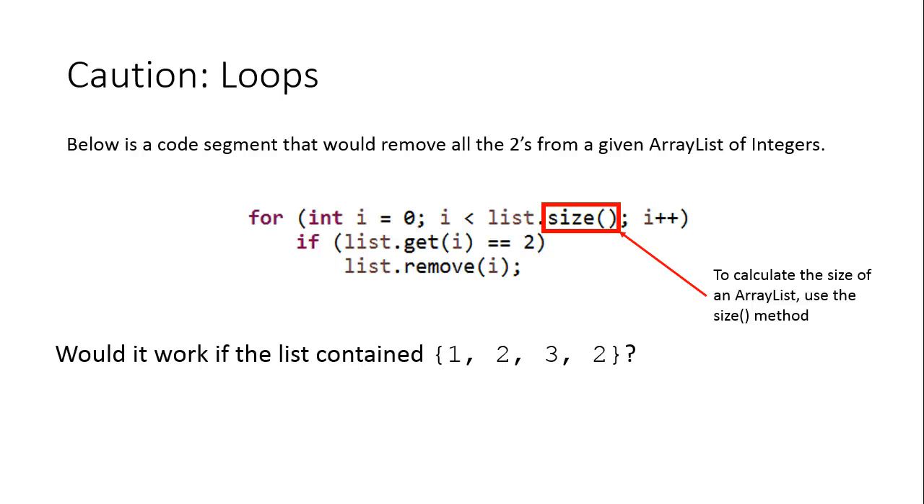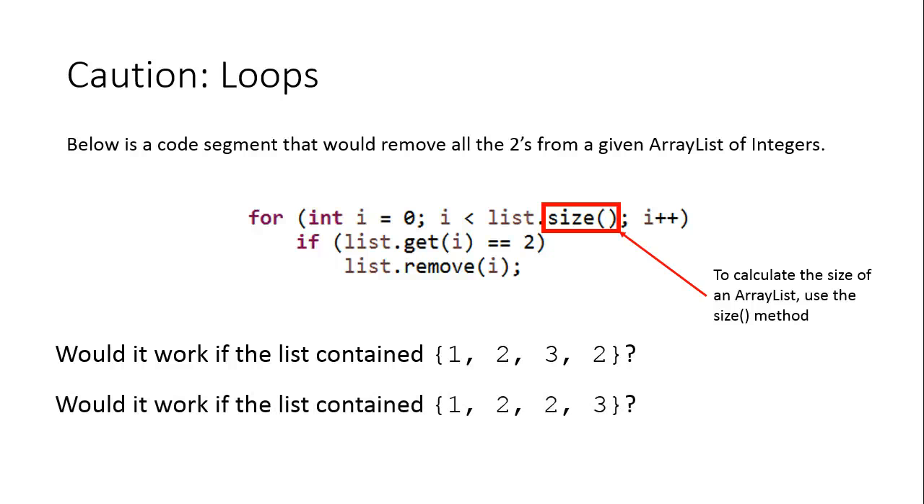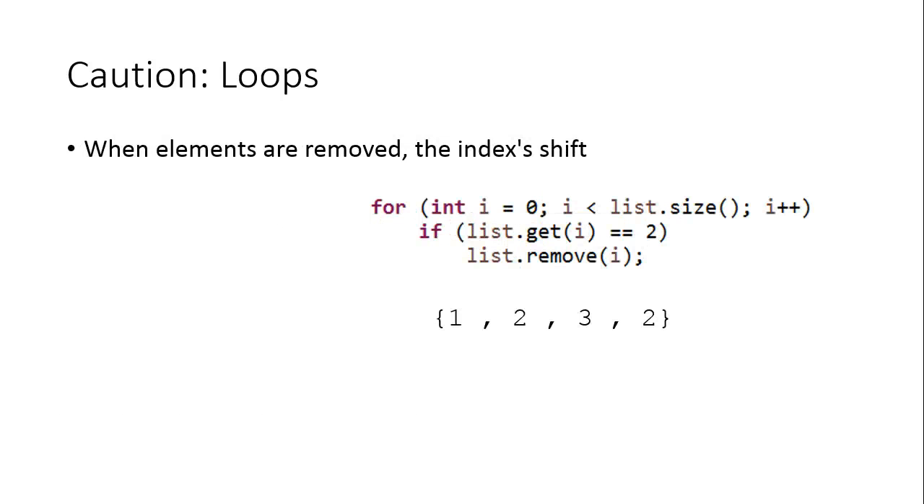So would this work if the list contained 1, 2, 3, 2? Would this work if the list contained 1, 2, 2, 3? So let's take a look. What happens with this little code segment is essentially, I'm going to come into my loop, I is 0 and the size is 4, and the first element is not 2, so I move forward. The second element is 2, where I is 1 and size is 4, so it removes it.